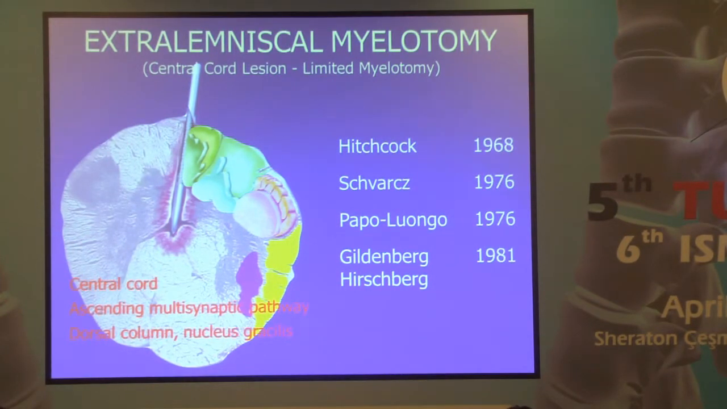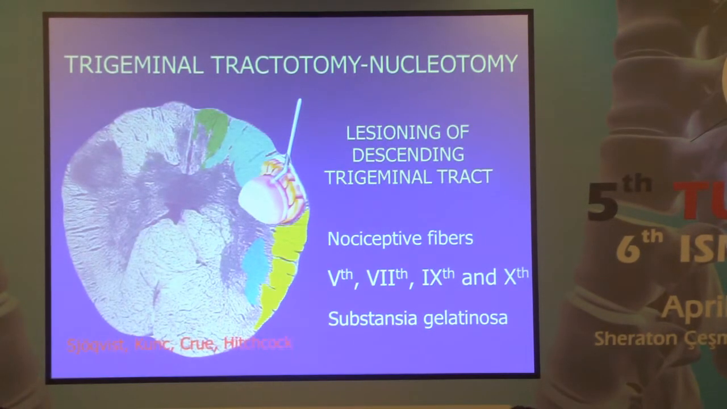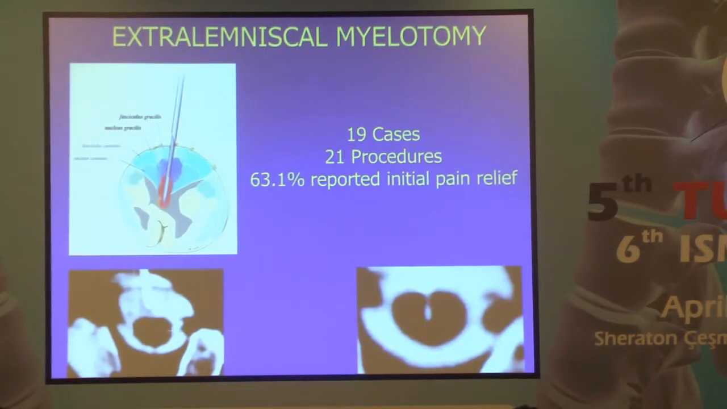The first procedure we started with was extralemniscal myelotomy. I tried to make the lesion three times in the first patient. It did not work at the beginning, and it worked later and later. The third time I succeeded. I do not have too many cases, 19 cases, 21 procedures. They reported initial pain relief, and some people have special pain relief in this group of patients.